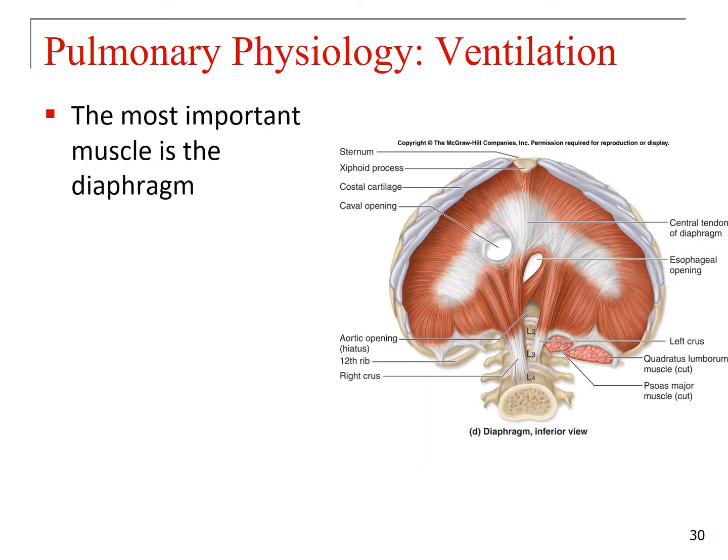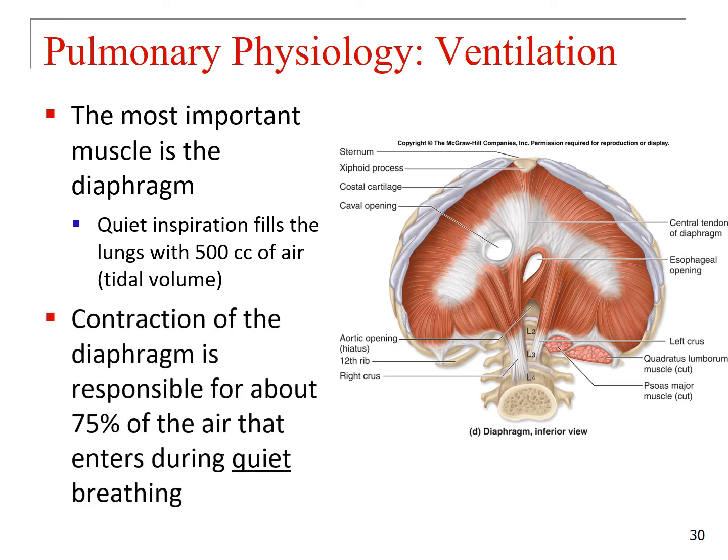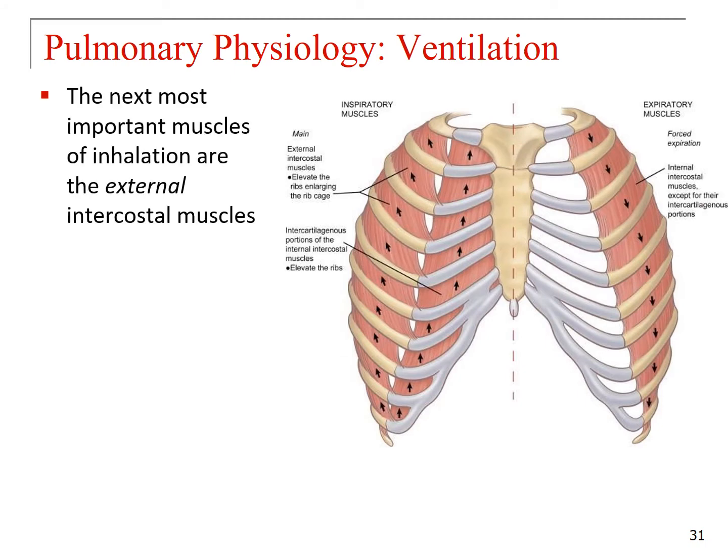Okay, so your most important muscle in ventilation is the diaphragm, and so quiet inspiration fills the lung with about 500 cc's of air. Contraction of the diaphragm is responsible for about 75% of this air that enters during quiet breathing. Where do you get the other 25% from? Most of the other 25% comes from the external intercostal muscle.